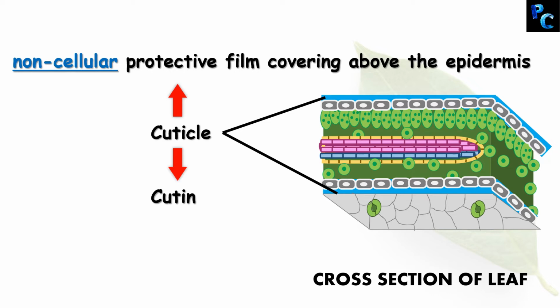Can you guess why it is so? If the covering is thick, then less water will evaporate, isn't it? Desert plants need to store water because they get very less water, so they have thick cuticle.